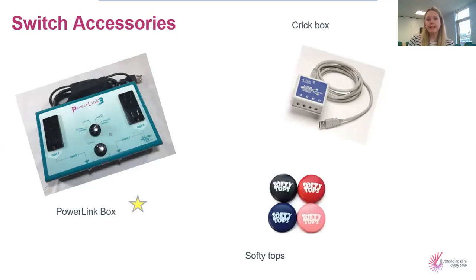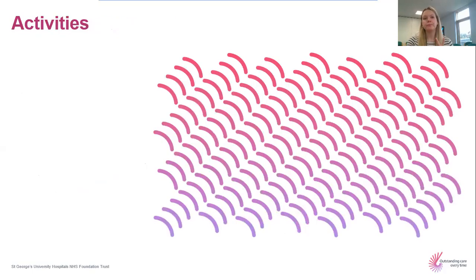A Crick box is how you connect to a computer, so it's a USB. And the softy tops are little foam tops that you put on top of switches that make them softer, and they also reduce that clicking sound. So some children like to repetitively bang the switch because they like that clicking sound and the noise it makes, and that just dampens that effect.